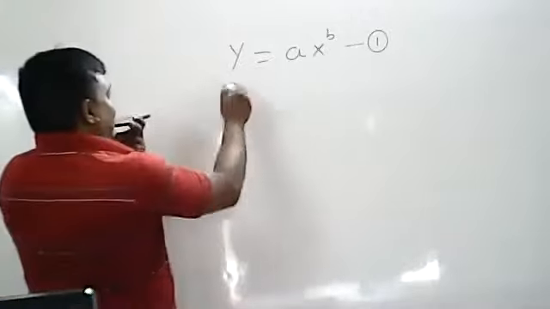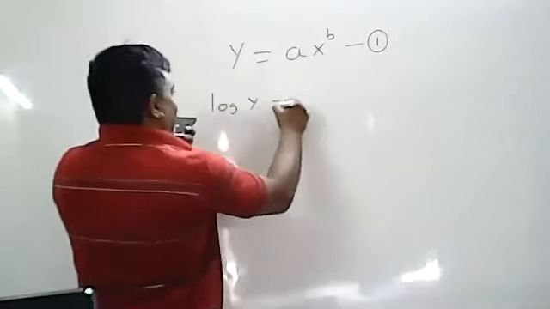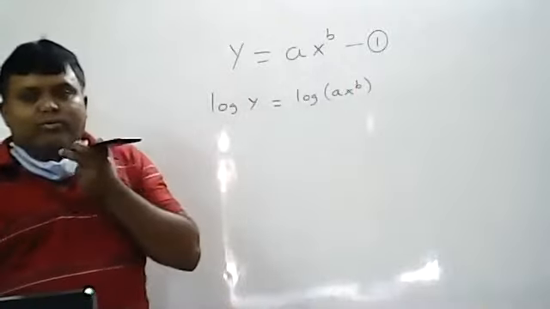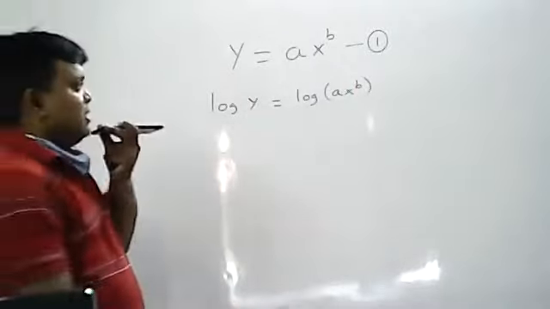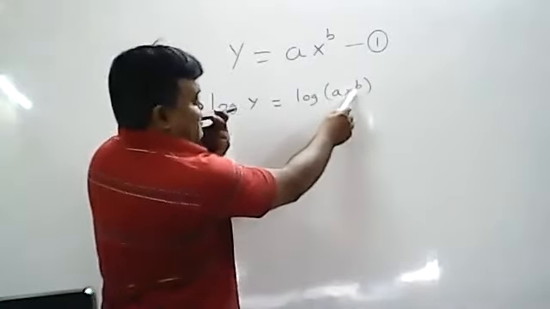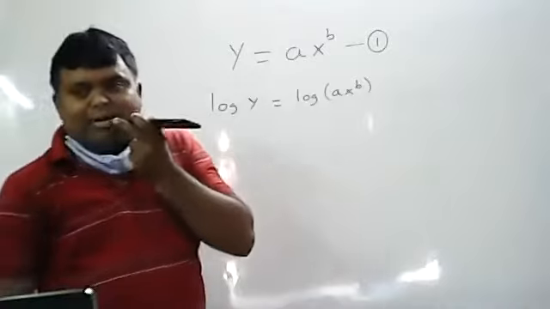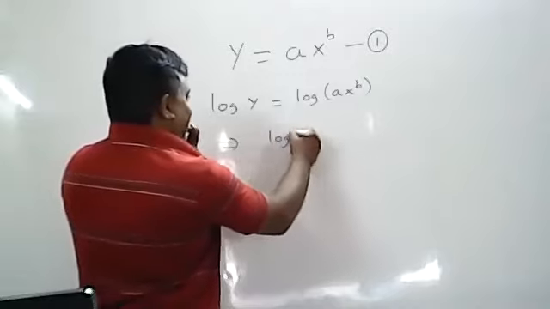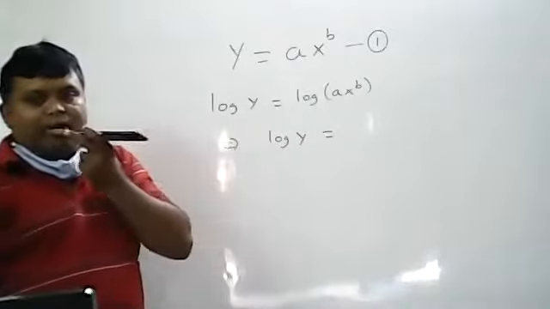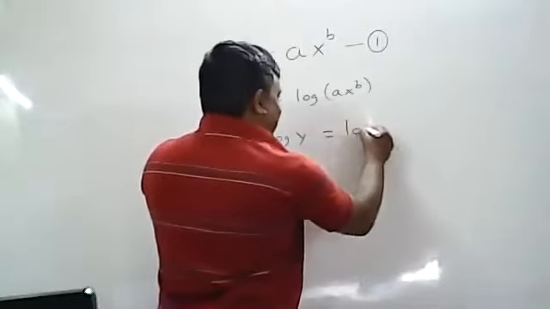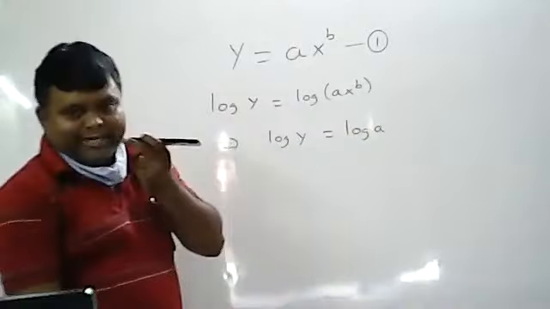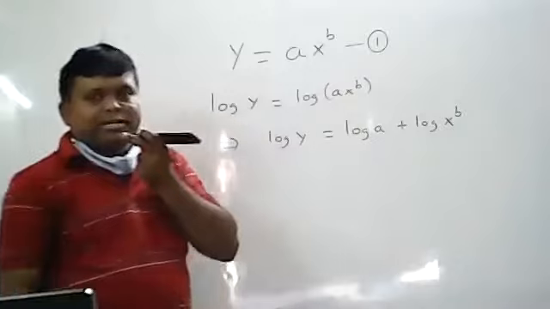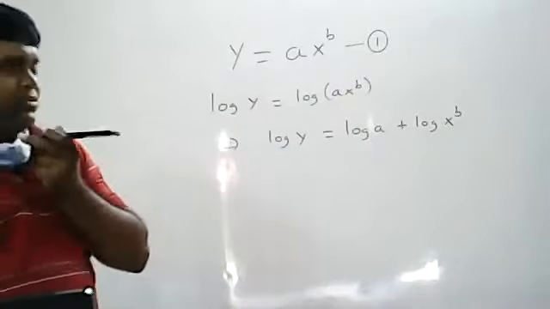If you apply log on both sides, what will you get? Log y equal to log of a into x power b. Assume this a is A and this x power b is B. All of you know the log AB formula. What is the log AB formula? Log A plus log B. So this implies log y equal to log a plus log of, in place of B, x power b.